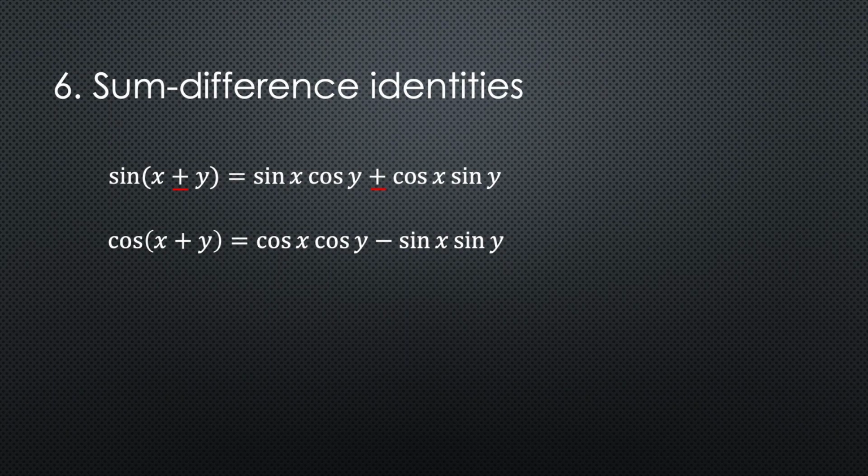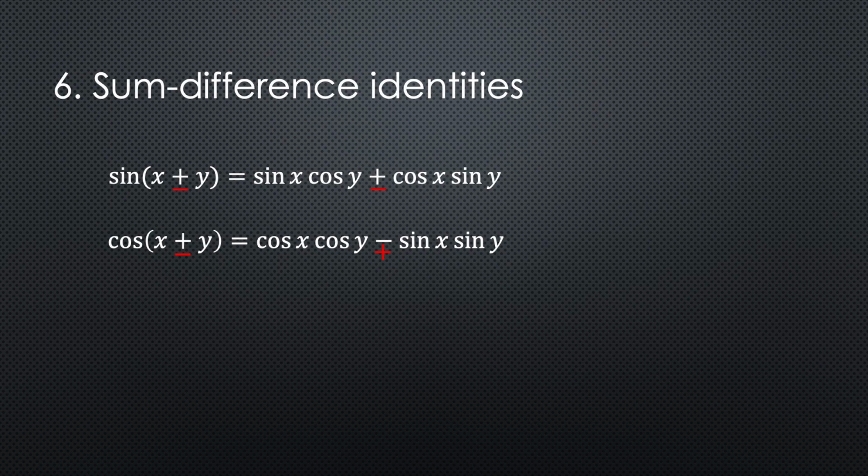But cosine x plus y equals cosine x cosine y minus sine x sine y. And cosine x minus y equals cosine x cosine y plus sine x sine y. So positive is followed by negative, and negative is followed by positive. You can compare these two pairs to help memorize them.